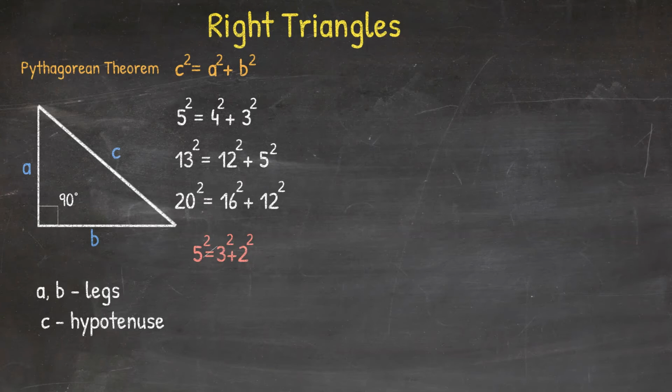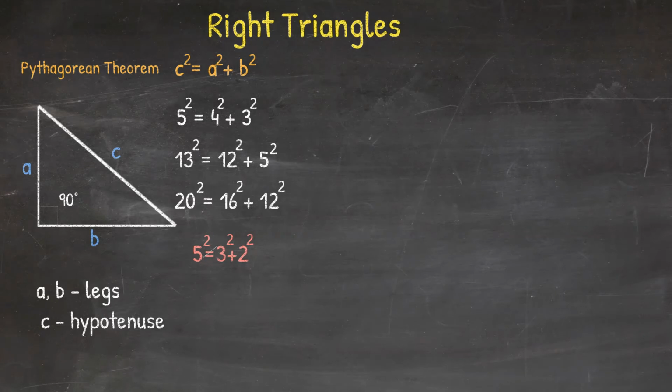In the case of the three other combinations of sizes, we can see that the Pythagorean theorem works. So for example, 5 squared equals 4 squared plus 3 squared: 16 plus 9 equals 25. 13 squared equals 12 squared plus 5 squared: 169 equals 144 plus 25. And finally 20 squared equals 16 squared plus 12 squared: 400 equals 256 plus 144.